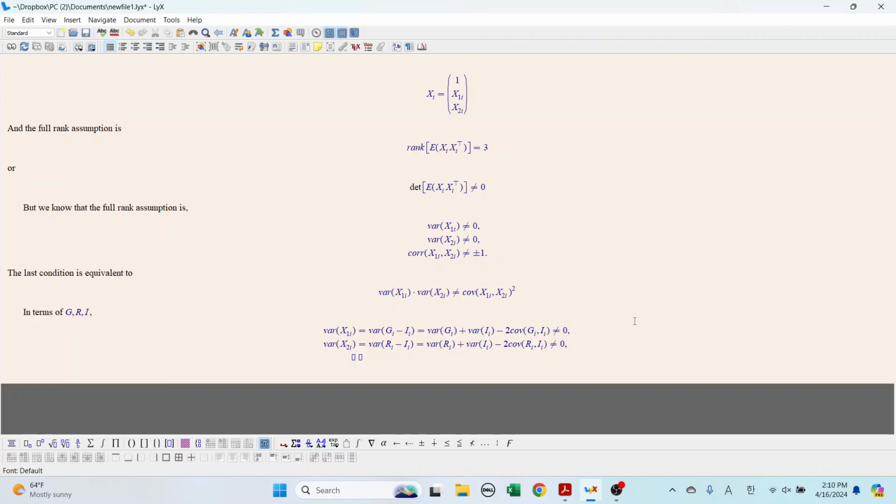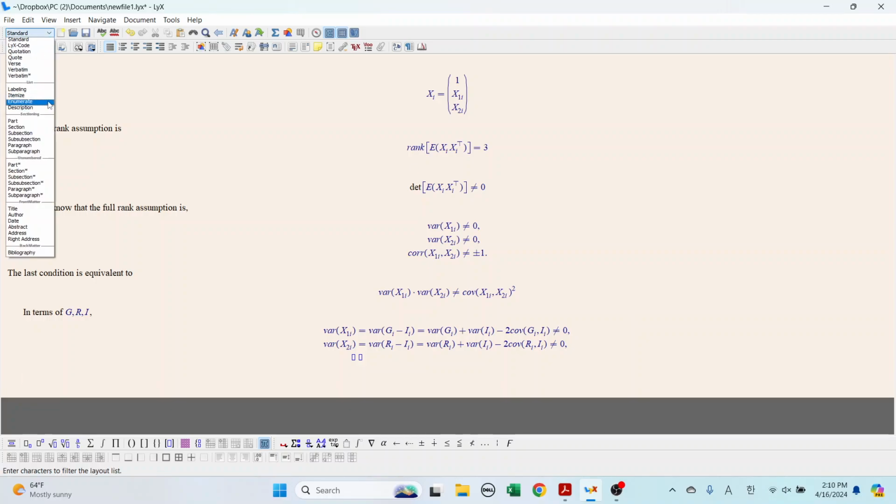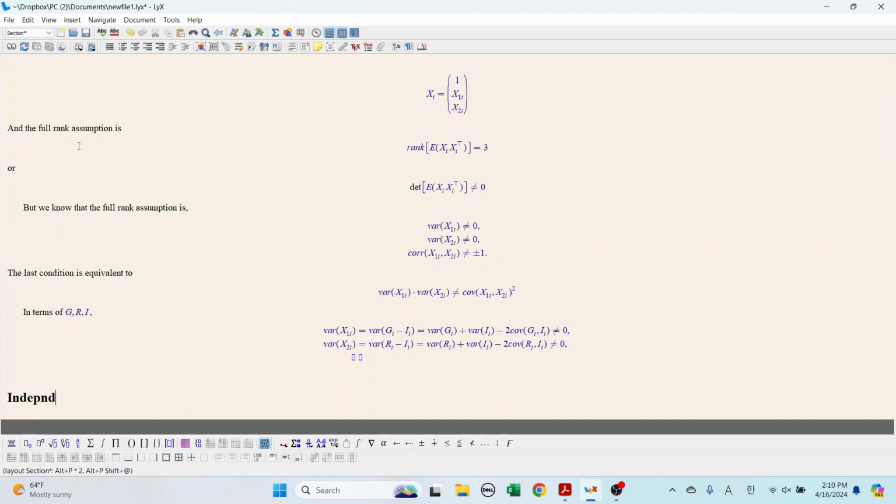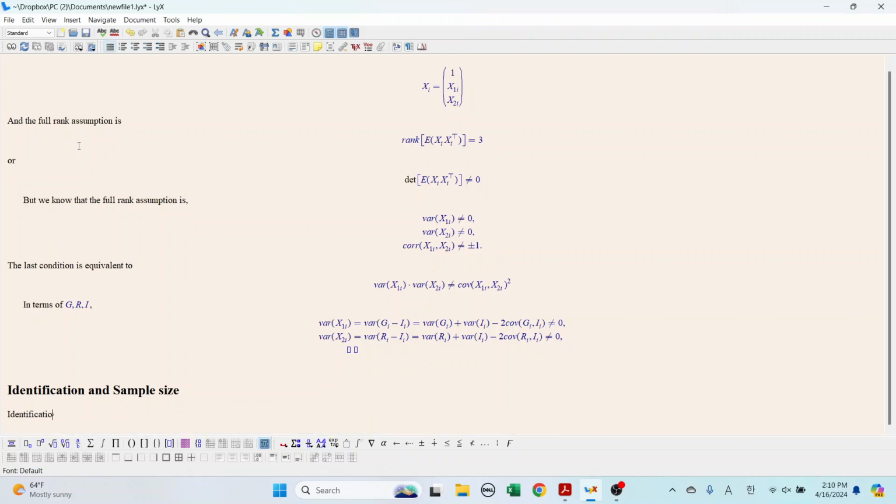Here I would like to make a few comments. First, identification and sample size. I have been repeating this many times. When I say, can you identify something or not, that means: when you have an infinite number of samples, can you estimate it correctly? So a finite sample does not exist in the identification argument.